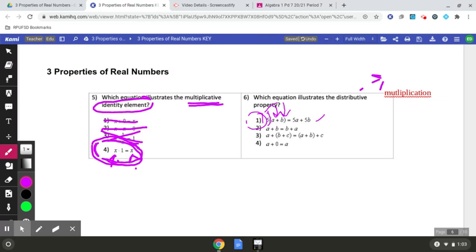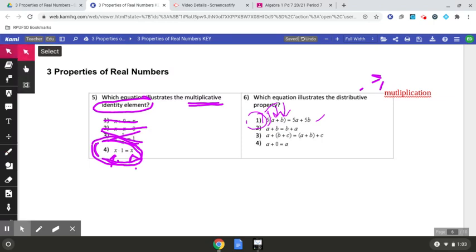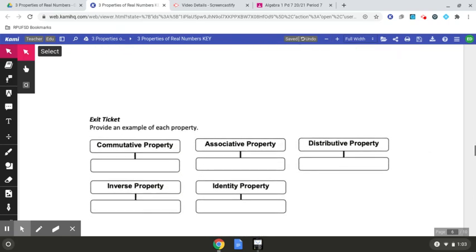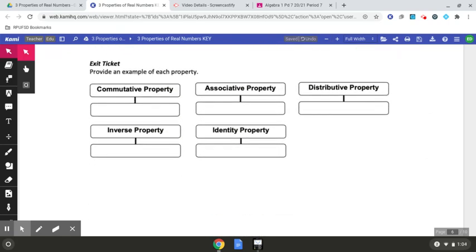So those are some examples from old Regents exams. And this is basically just a review, again, like an exit ticket thing. So if you want to pause and see if you can come up with an example of each one, it doesn't matter if it's multiplication or addition for all of these. Just come up with one at least. See if you can test yourself, quiz yourself. So pause it and try it.